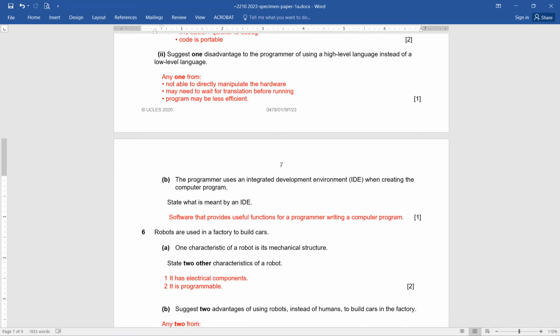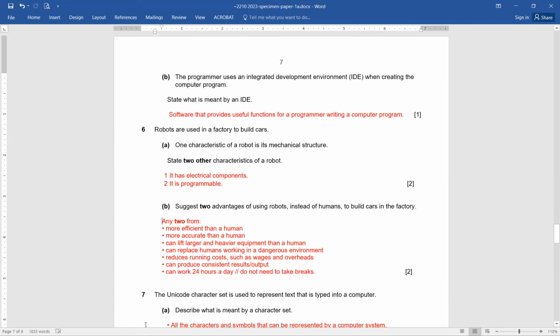Suggest two advantages of using robots instead of humans to build cars in the factory. So if a student has written the answer as more efficient than a human, more accurate than a human, can lift larger and heavier equipment than a human, can replace humans working in a dangerous environment, reduces running costs such as wages and overheads. Please be clear that if you're writing reducing running costs, then it's better if you mention the wages and overheads, so that will make your answer a better answer.